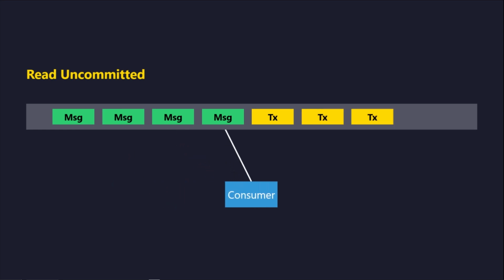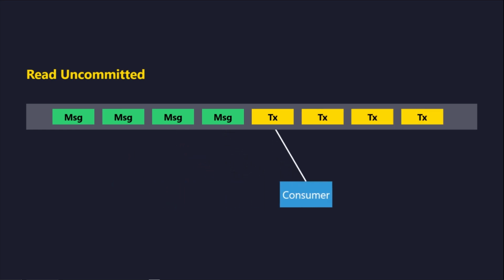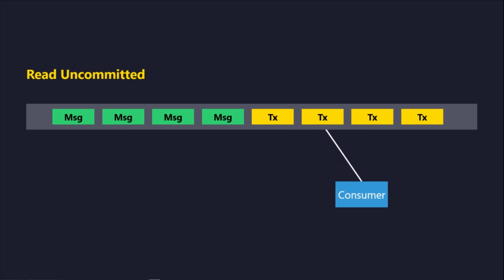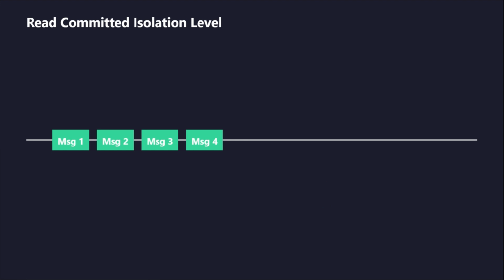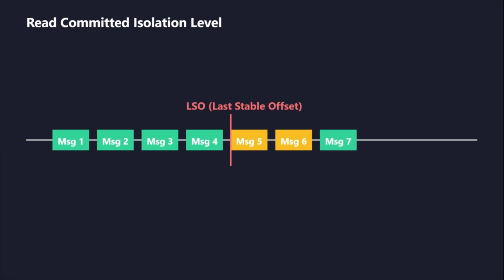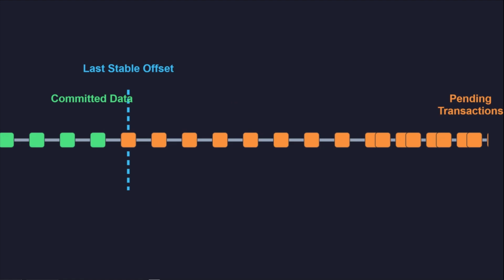By default, this is set to read uncommitted, which means the consumer sees every message as soon as it is appended to the log, even if the transaction fails. For Exactly-Once Semantics, you must set the isolation level to read committed. In this mode, the consumer fetcher will stop at the last stable offset, which is the offset of the first message belonging to an ongoing or open transaction.